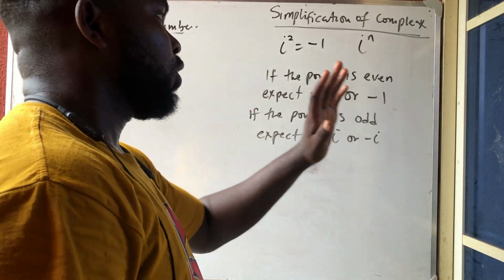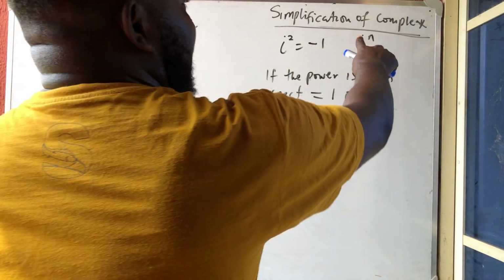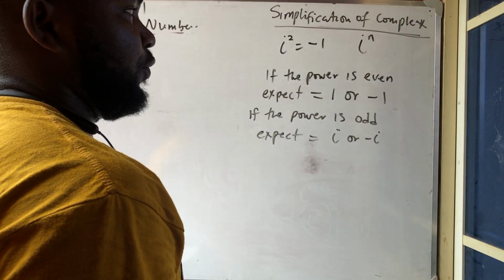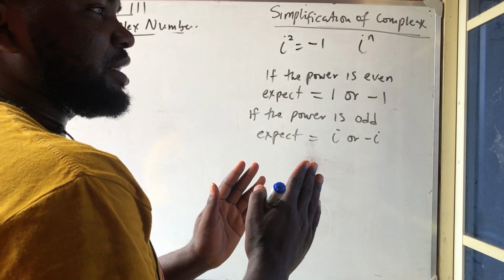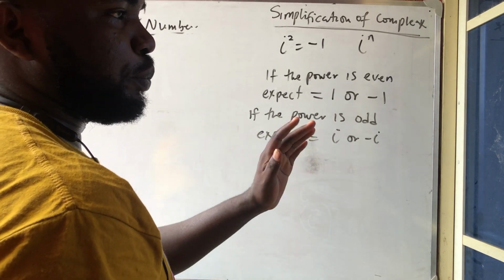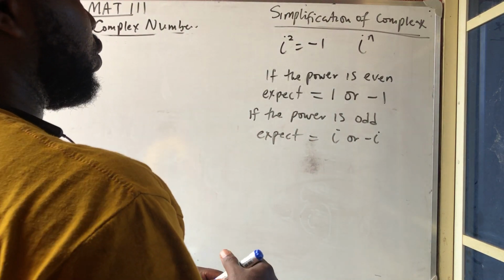Then the problem is, when do you choose the negative 1 and when do you choose the positive 1? We choose the negative 1 by dividing the power again by 2. If you divide the power by 2, the whole number part, if it is even, you go for the positive. If it is odd, you go for the negative.